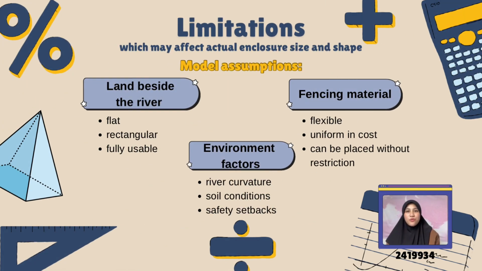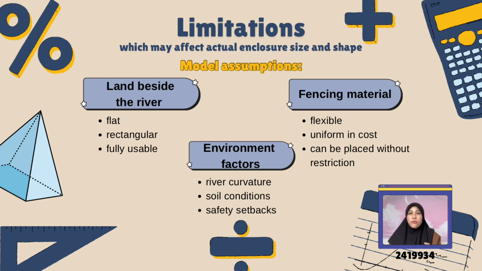On to the last part, which is limitation. This method of Lagrange multipliers has identified the maximum area. However, this analysis is based on several simplifying assumptions. It is divided into three. The first one is, it assumes that the land beside the river is flat, rectangular, and fully usable, which may not always be true in real situations.